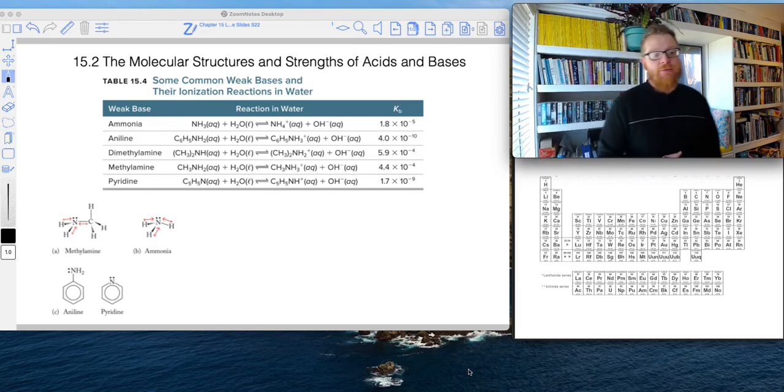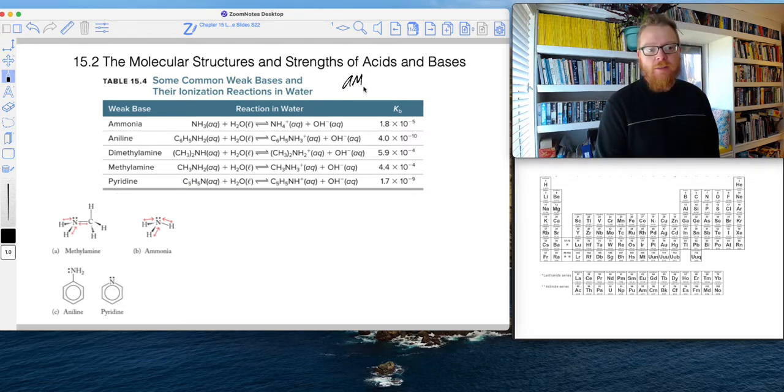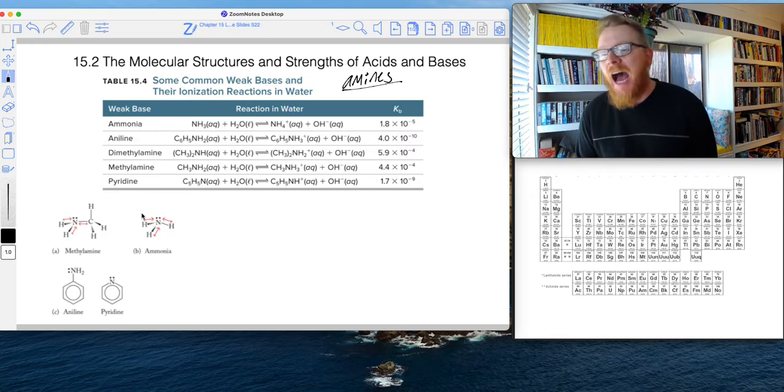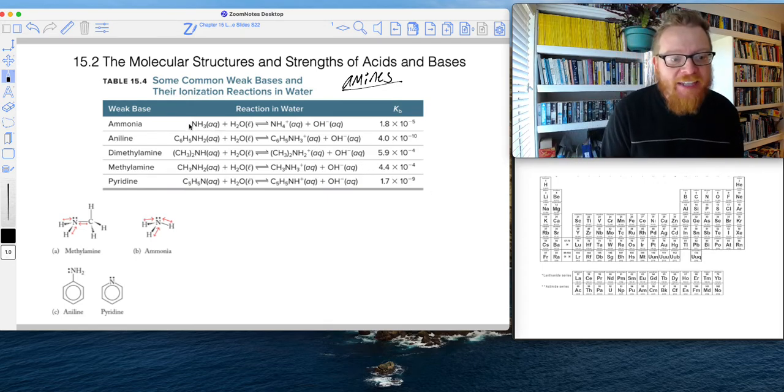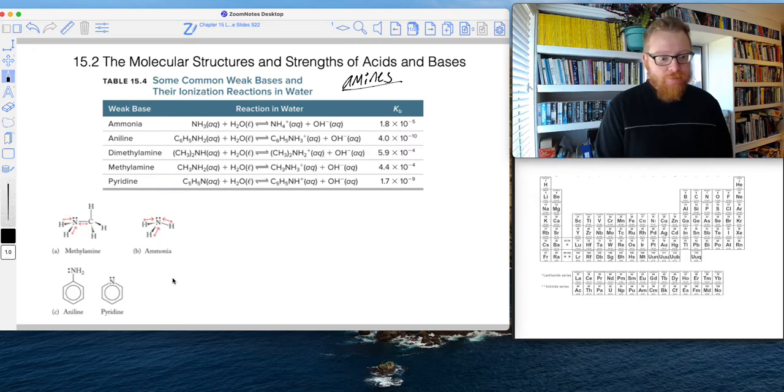Take a look at some of these other weak bases in this table right here. So we call all of these amines. And I do want you to know that term, and I want you to recognize what an amine is. So an amine is something that has this base NH3 structure. So you can see here the structure of ammonia, NH3, right? Recall that it has this nice tetrahedral structure with this open lone pair, okay?